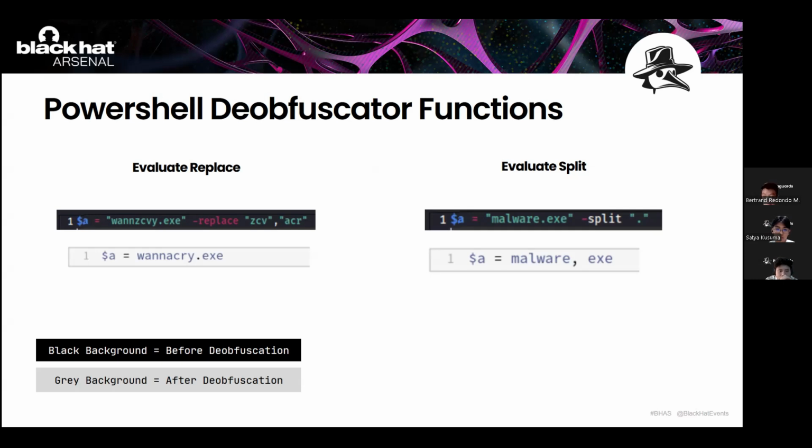The next one is to evaluate the split, where this function is used to divide one string value into multiple strings. In this example, we have one string value named malware.exe that we want to split with the full stop symbol. The application will process the split function and divide this one string value into 2 different strings, malware and exe, because it splits based on the full stop symbol found inside the string value. Next.